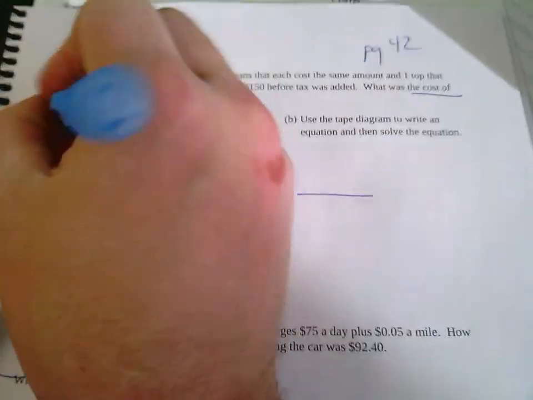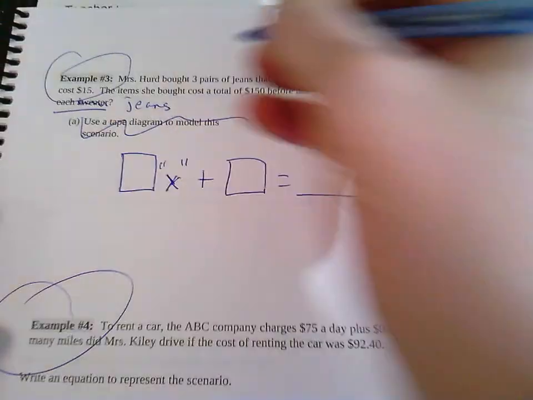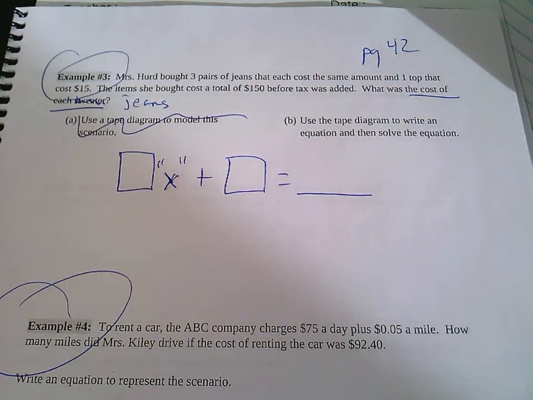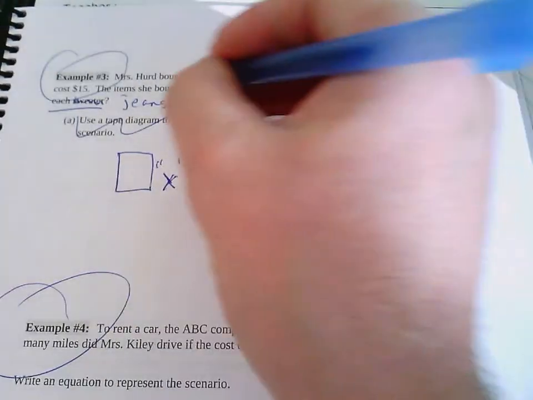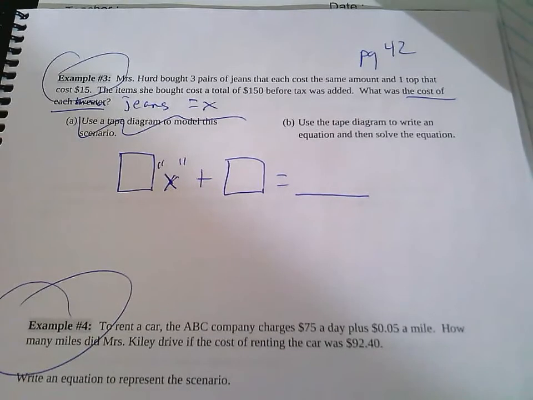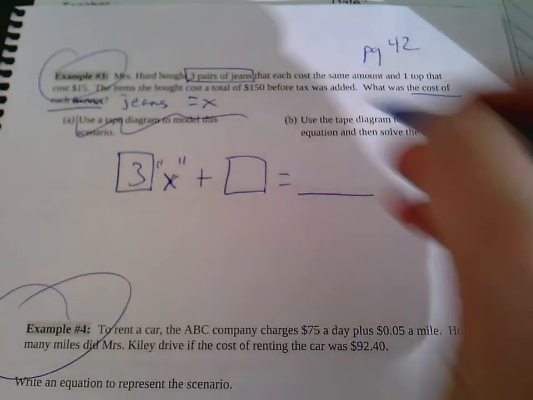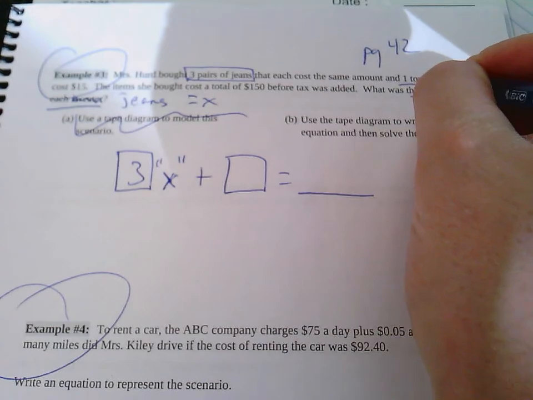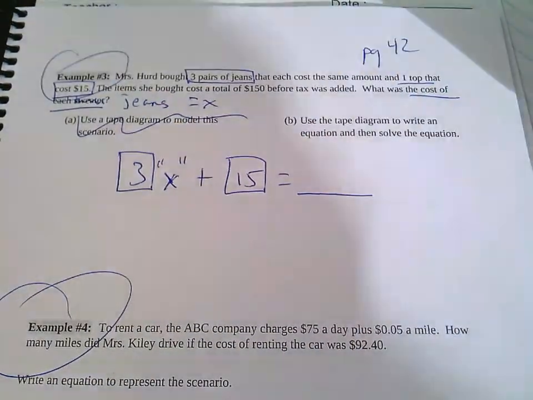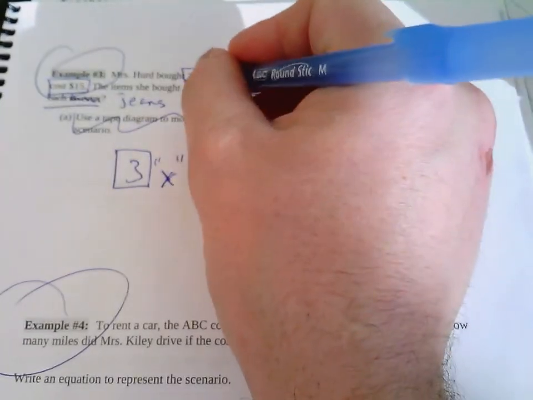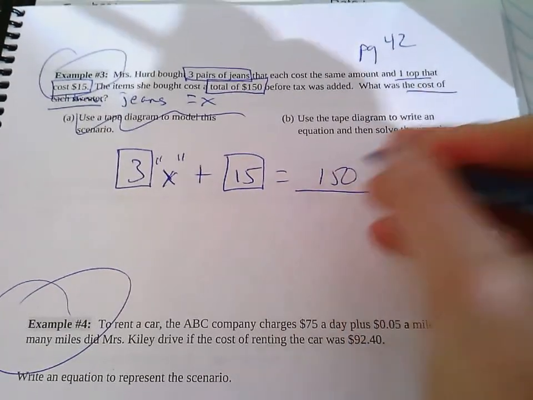What is the cost of each, well, cross that word out because I remember there's a typo here. Make that jeans. So what is the cost of each pair of jeans? So x is going to be the jeans. Now we got to go back and read. 3 pairs of jeans. That means the 3 goes with the x. Each costs the same amount. One top that costs $15. 15 goes here. It's not the 1. It's just saying that they bought one top. Total of 150.